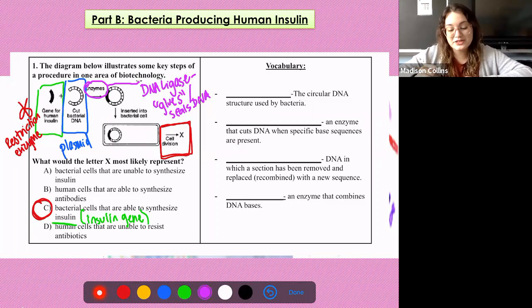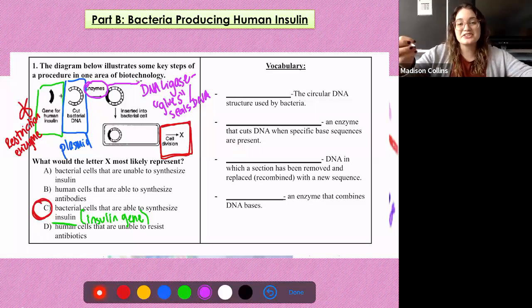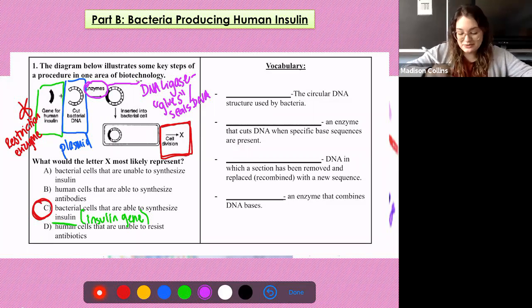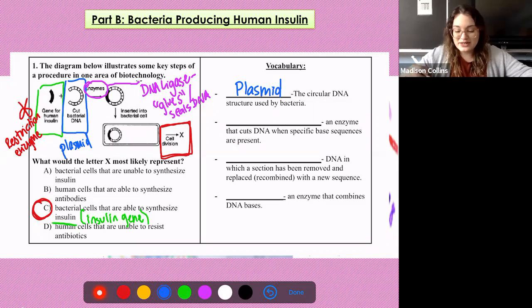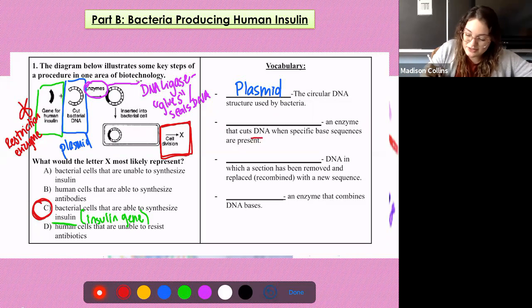Now, four vocabulary words for you guys that you have heard before. So what is the circular DNA structure used by bacteria? That is that word we described as a plasmid. So a plasmid is bacterial DNA. All right, what is an enzyme that cuts DNA whenever specific base sequences are present? We've heard this one before. These are our molecular scissors called restriction enzymes.